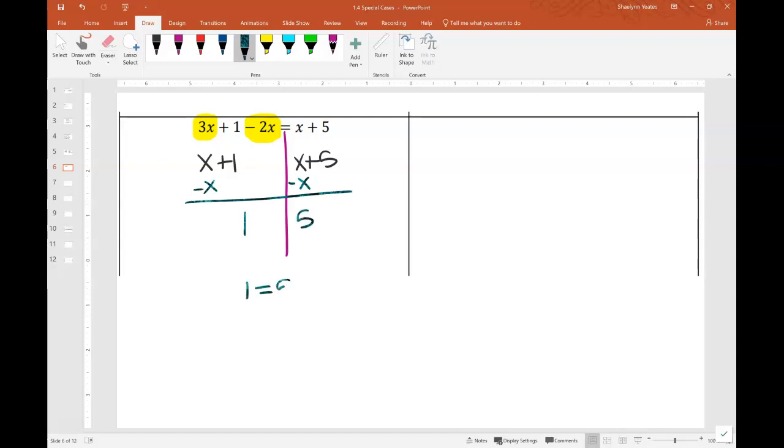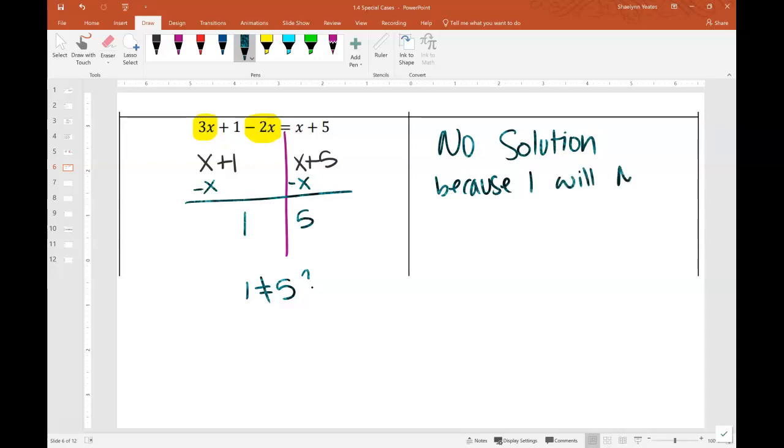So does 1 equal 5? No. So this right here is an example of no solution, because 1 will never equal 5. That's because they occupy completely different spots in the number line.